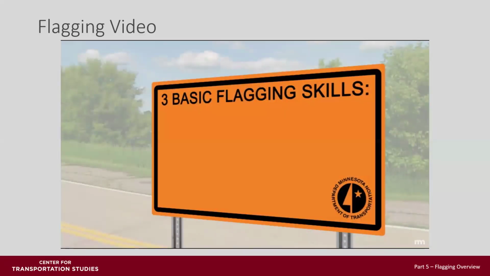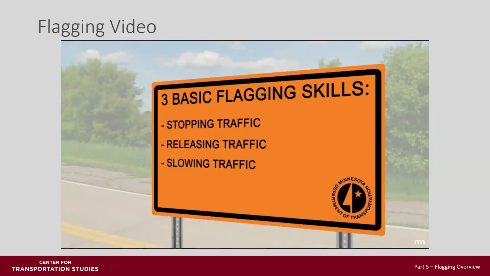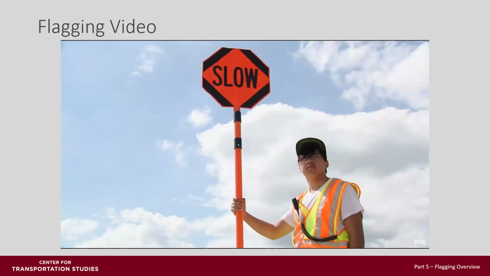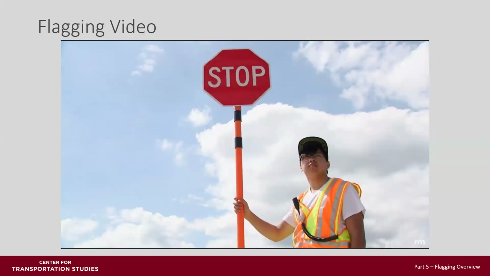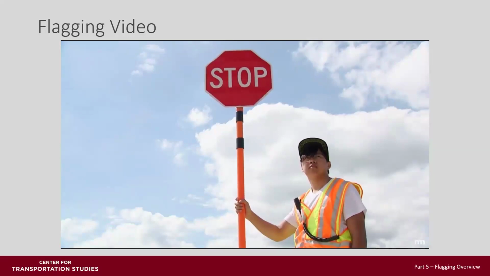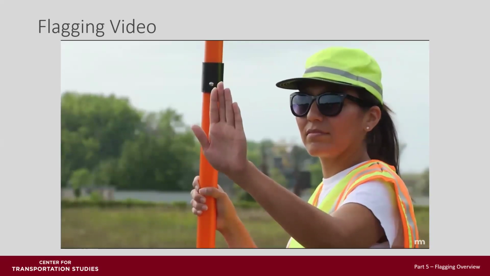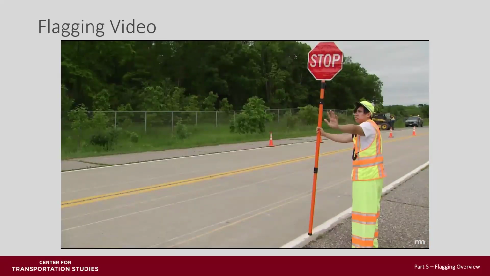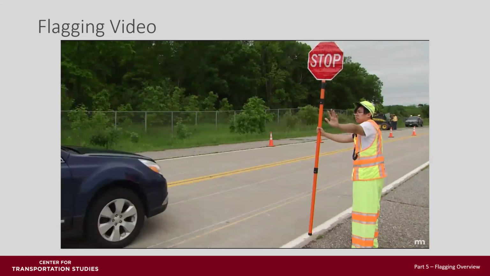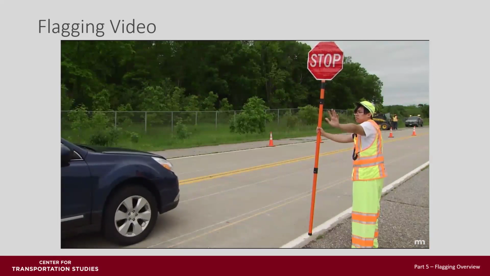Generally, flagging operations require 3 basic skills: stopping, releasing, and slowing traffic. To stop traffic, stand on the shoulder of the roadway with the stop paddle away from your body toward the near edge of the pavement. Raise your free hand with the palm exposed to the approaching driver. Look directly at approaching traffic and make eye contact with the driver. After you've stopped the first vehicle, remain on the shoulder of the road. This is your normal flagging location. You should never stand in the traffic lane.